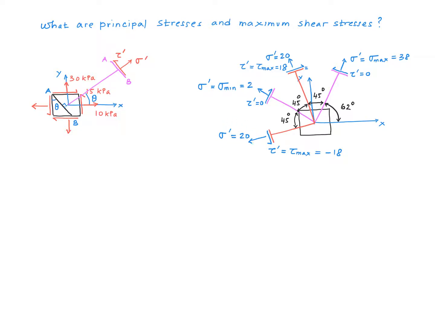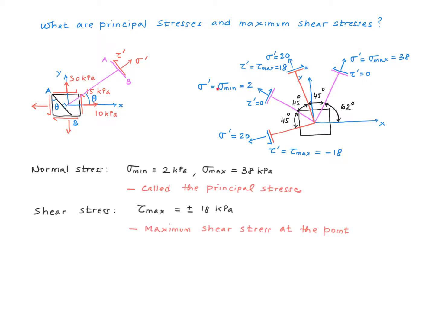The normal stress over here is the same as the normal stress over there. These two normal stresses are called the principal stresses. One is the maximum possible and the other is the minimum possible. And also note that the shear stress on the planes where the principal stresses are acting is 0. And these are called the principal planes. And of course these are the maximum shear stresses. So we want to be able to predict these. We want to be able to predict the magnitudes and the directions.